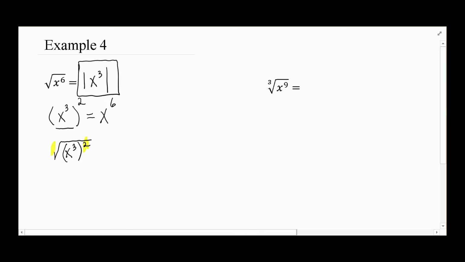Whereas the cube root problem, we don't have to worry about the absolute value. This problem is saying, what number to the third power gets me x to the ninth? Well, that would be x cubed. Remember that when you raise a power to a power, you multiply the powers. 3 times 3 gets you 9. So this tells me my answer is x cubed. No absolute values are necessary.